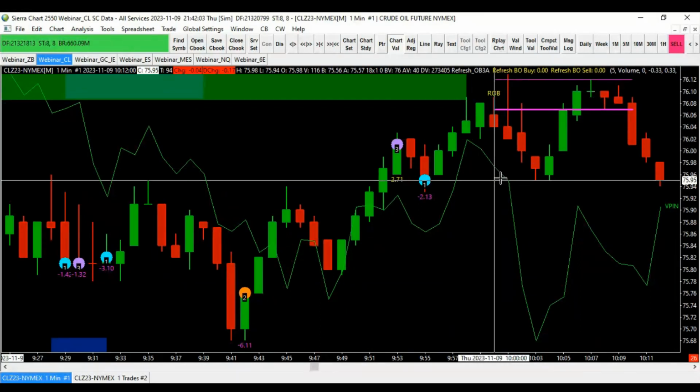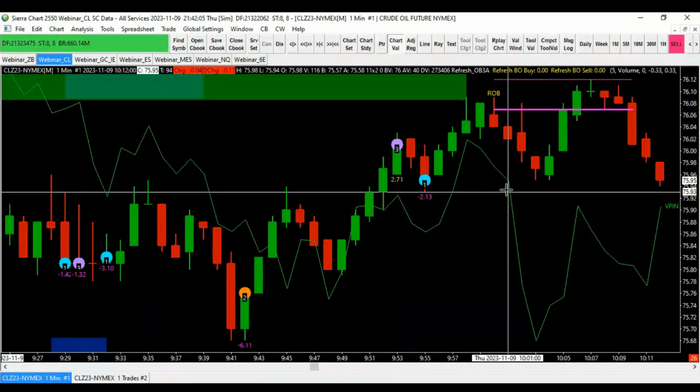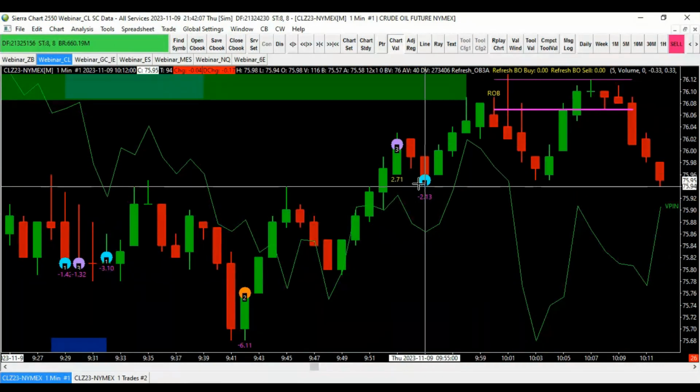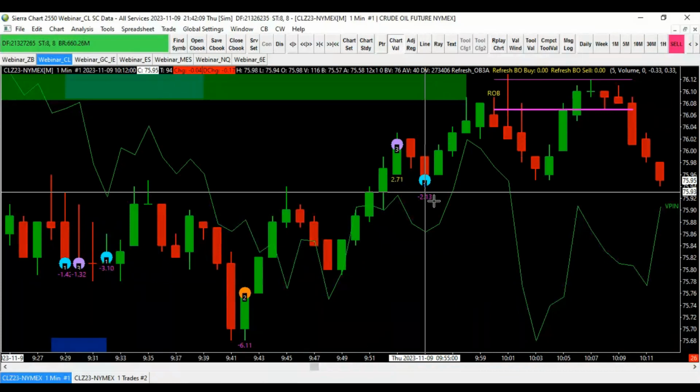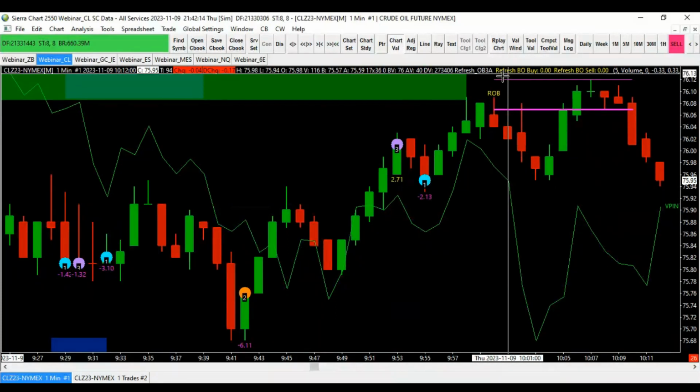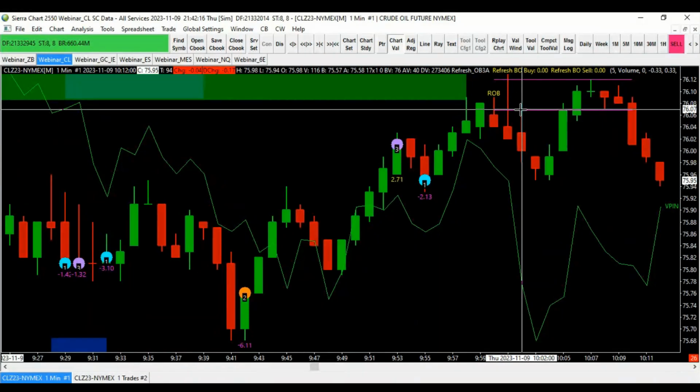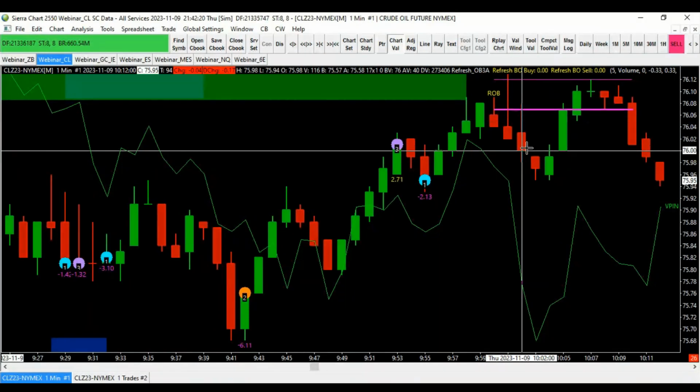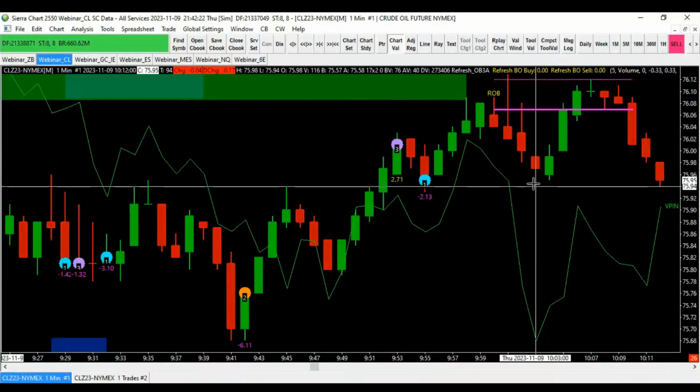You also have the VPIN heading down quite smartly. We also had a Voltic here. The most recent one is bearish. So even if you were stopped out, there's a good reason to get back in at the same price and take some ticks of profit.